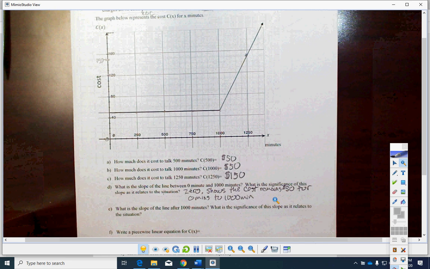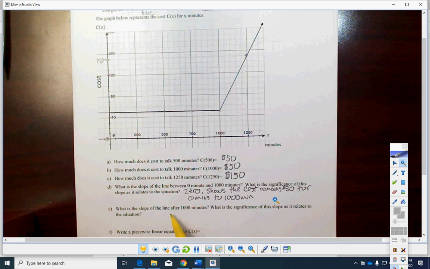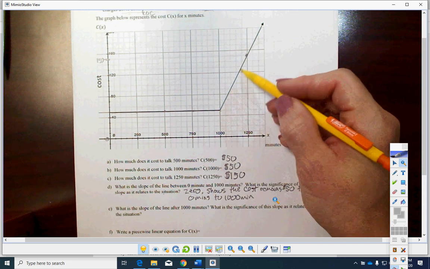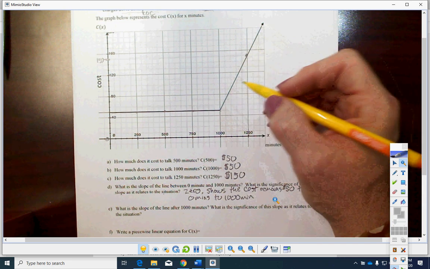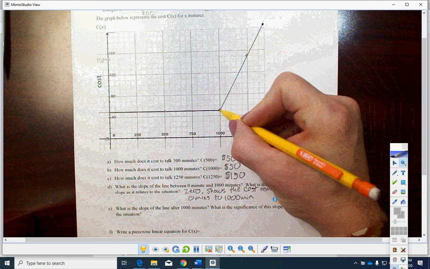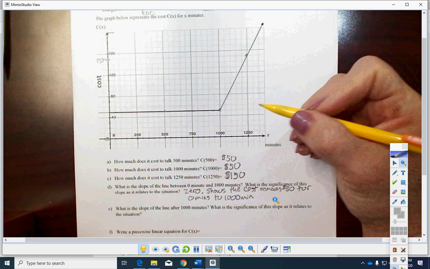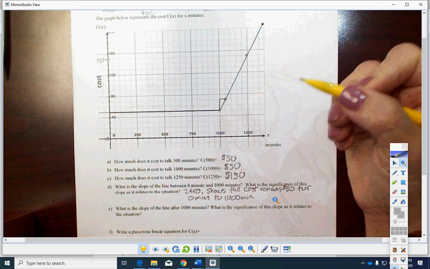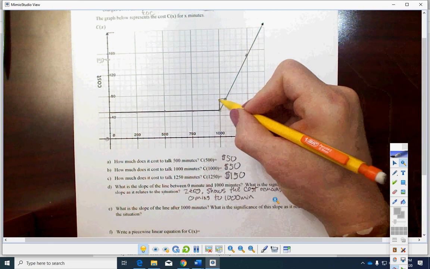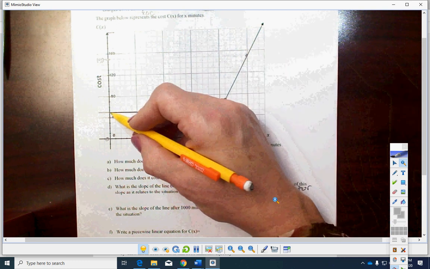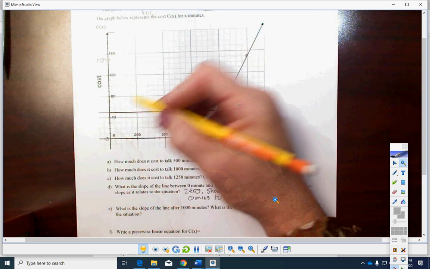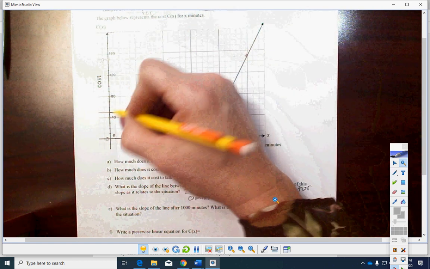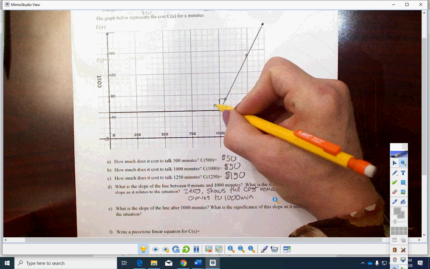Then it asks, what is the slope of the line after 1,000 minutes? So it's definitely changing here. So we can pick some nice points. I can pick that first point, and then the next one I could choose is this. Be careful, it's not up 2 over 1. Remember what we said our scale was going by. It's going by tens, right? So this is up 20.